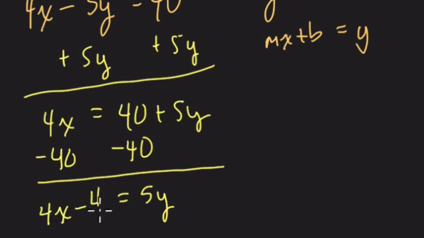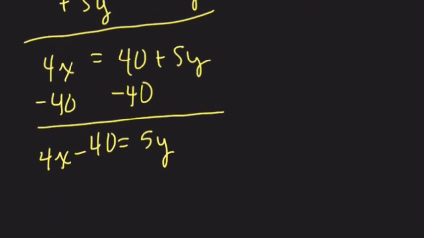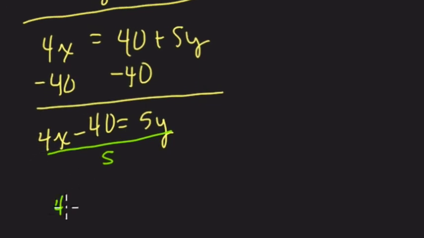We're very close to y equals mx plus b format. The only issue is that we have a coefficient next to y other than 1. Because in y equals mx plus b format, it's really a coefficient of 1 on y. So if you have any other coefficient other than 1, just divide by that number. In this case, our coefficient is 5. Coefficients are the numbers being multiplied by the variables. And we get what? Well, 4 divided by 5 is 4 fifths x. Negative 40 divided by 5 is minus 8. And 5y divided by 5 is just y.